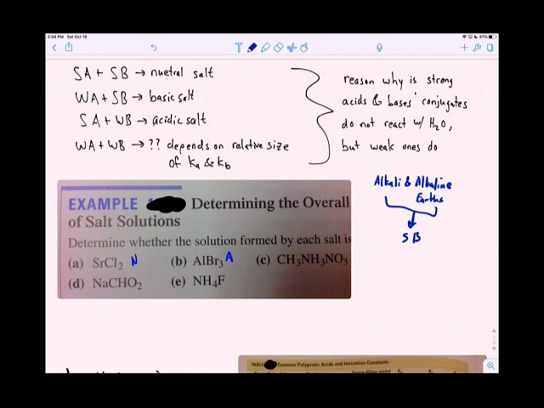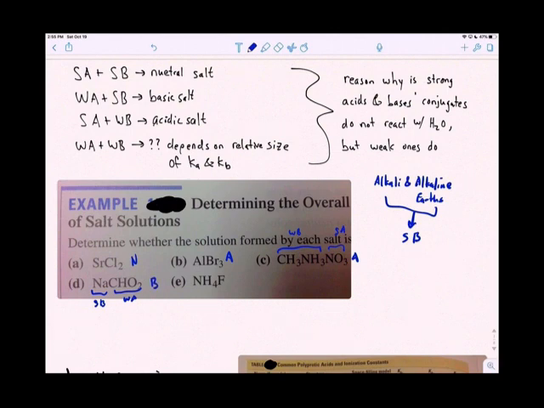Okay, and then you have methylamine nitrate, CH3NH3NO3. This part here is from a weak base, and this part is from a strong acid. That means this is an acid salt. So you have a weak base and a strong acid. And likewise, you have sodium formate. We already did this problem. You have a strong base and a weak acid. This is then a basic salt.